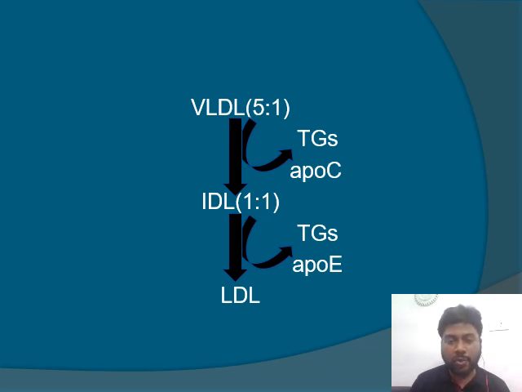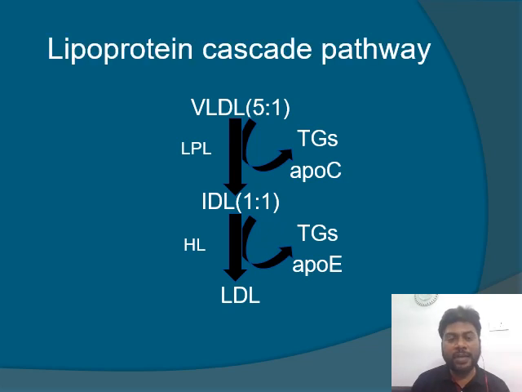The peripheral tissues which convert VLDL to IDL use an enzyme called lipoprotein lipase, which is present on the surface capillaries of all these peripheral tissues. So they will hydrolyze the triglycerides in the VLDL and take up all their contents. Next, IDL will be converted to LDL by an enzyme called hepatic lipase. They will bind the IDL, take the triglycerides and convert it into cholesterol rich LDL molecule. This pathway in which one lipoprotein is converted to another lipoprotein is called the lipoprotein cascade pathway. Through this pathway only, LDL molecule is synthesized.